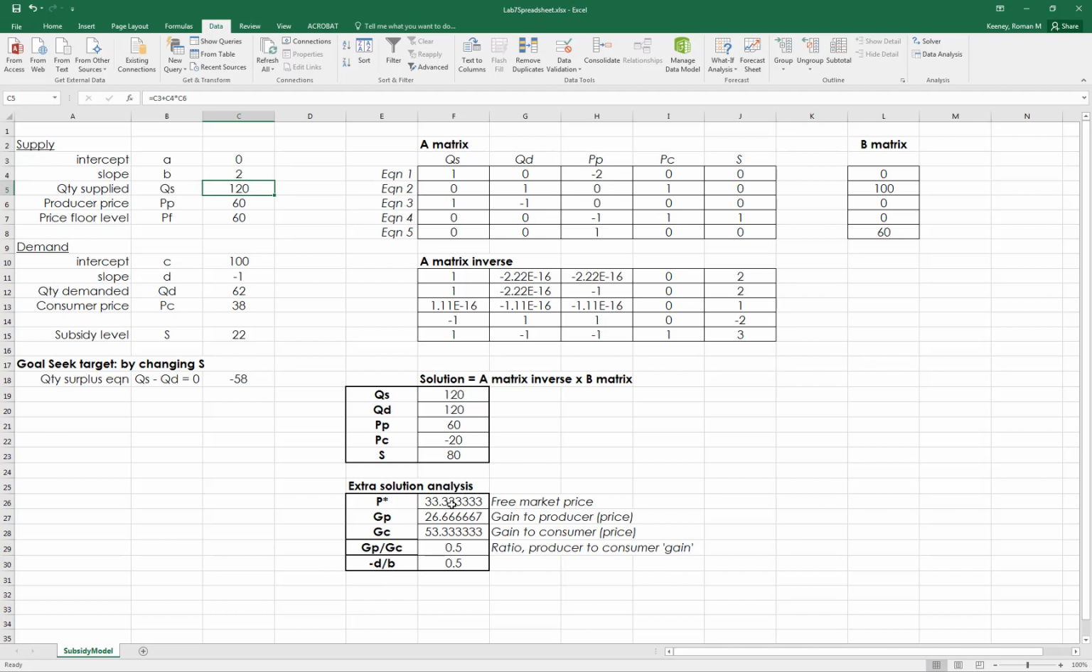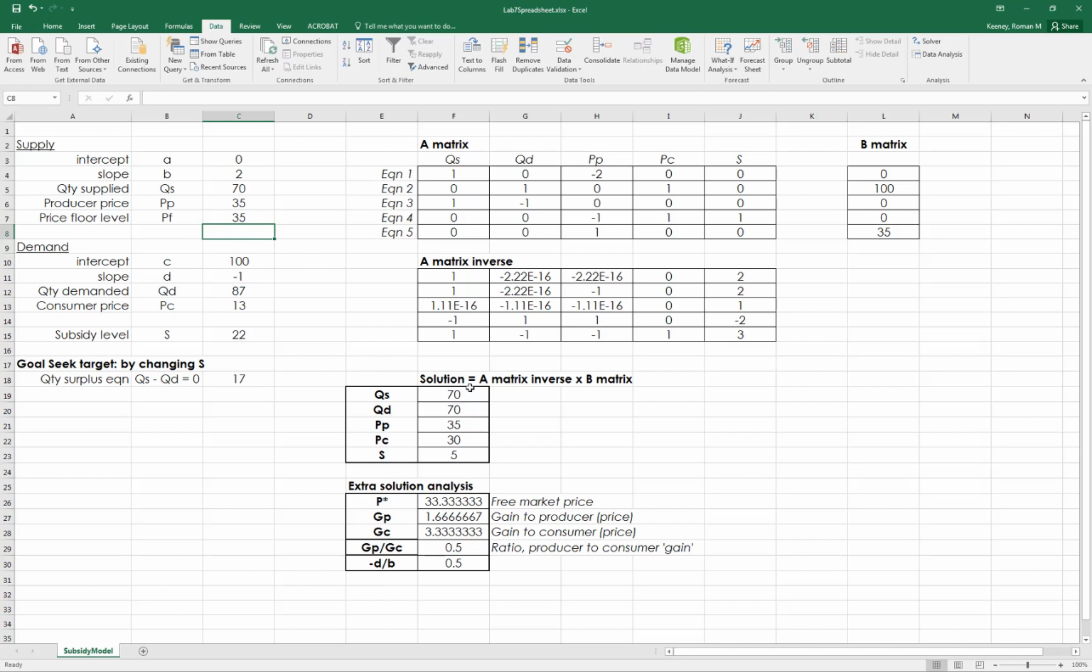You can see here that the price floor is set at 60, but the free market price is only 33.33. That's just a huge change. So a way to refit this model might be to think about, what if the price floor level was something just a little bit larger than 33.3, maybe 35. You can plug that in, and you see that you get a more normal result.